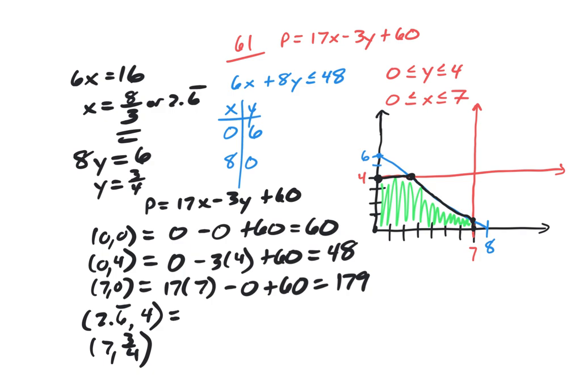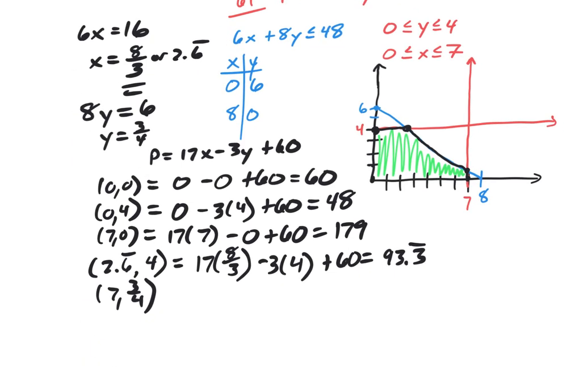Okay, these last couple, here's why I would use the fraction. I can't put 2.6 repeating back into my calculator when I evaluate. So when I plug this one in, I would do 17 times 8/3, because I could put a fraction in, but a repeating decimal, I can't. Minus 3 times 4 plus 60. That gives me 93.3.